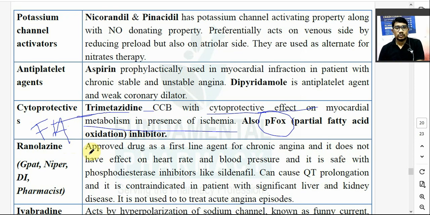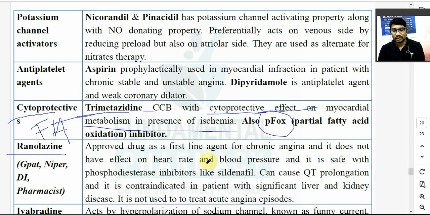So if this oxidation is inhibited, the heart will switch to glucose. Glucose is the efficient fuel. There is also no generation of those radicals. So that's why it will protect. That's why it is known as cytoprotective. Okay. Then next is ranolazine. So it is an approved first line drug.